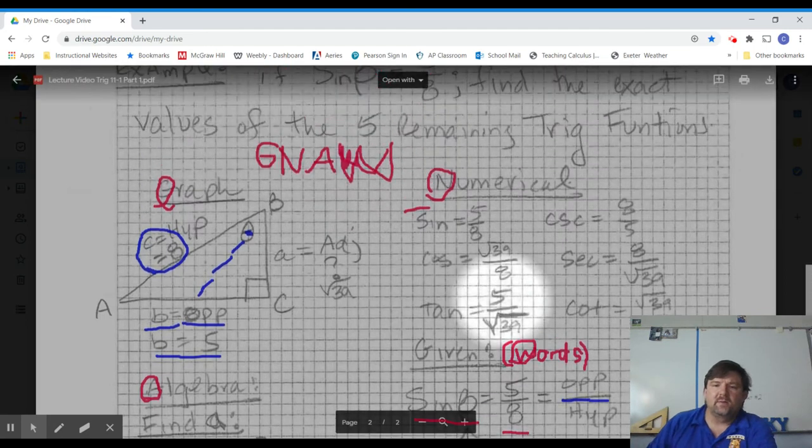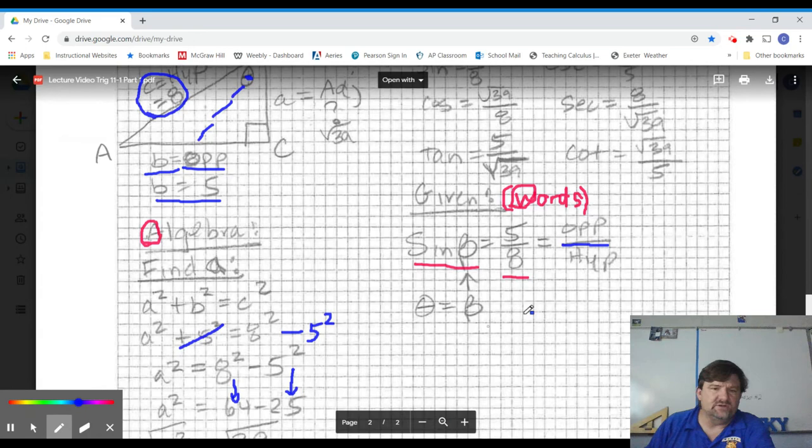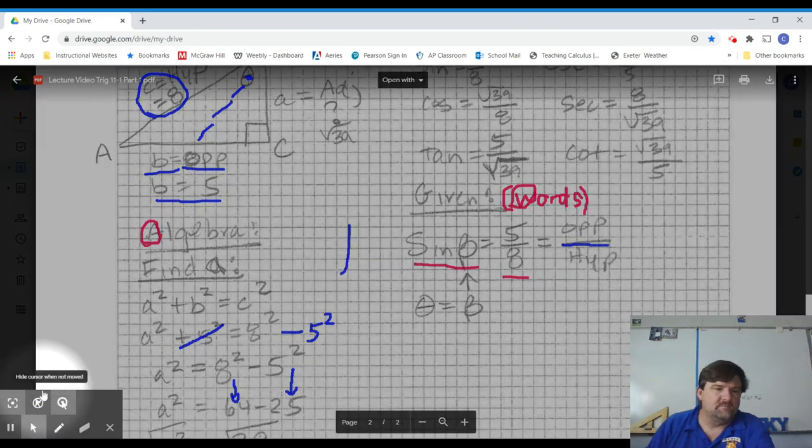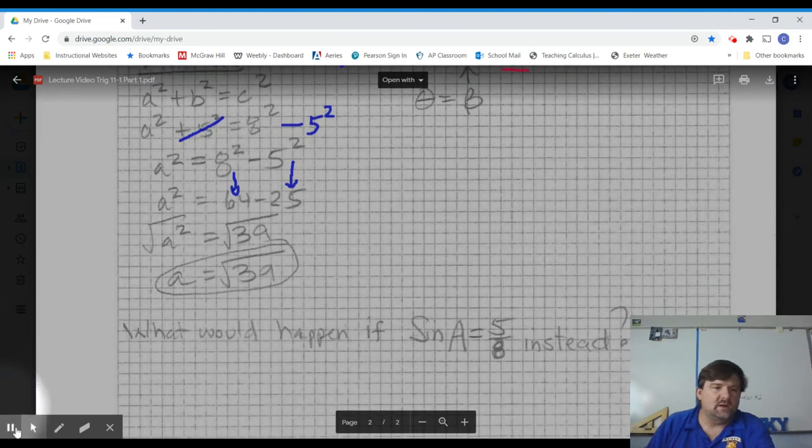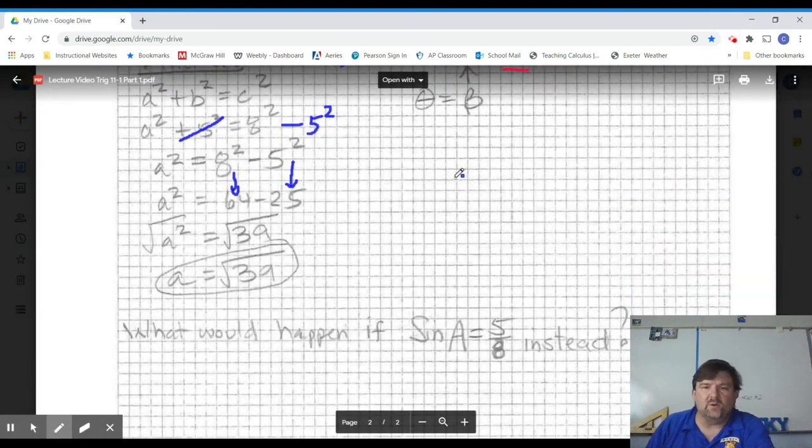I want to bring your attention to this one right here, and I'm going to write it down here. So this is a little side note, bringing back some old math. So we know that secant is equal to 8 over the square root of 39, right?